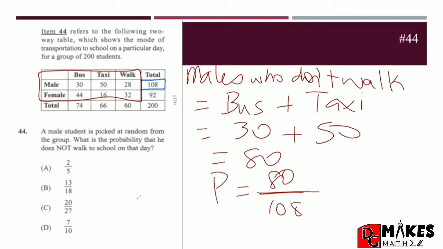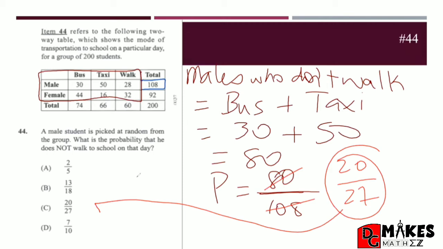108. Obviously, we are not seeing that answer in any of the options, but we do know that we can simplify 80 over 108. You can take your time. But if you can see that 4 goes into 80 20 times and 4 into 108 will be 27, then you will also see that your answer is C.